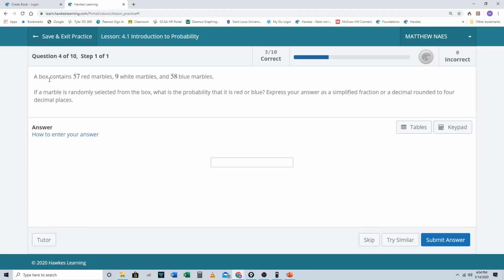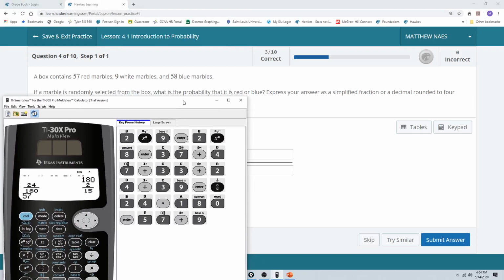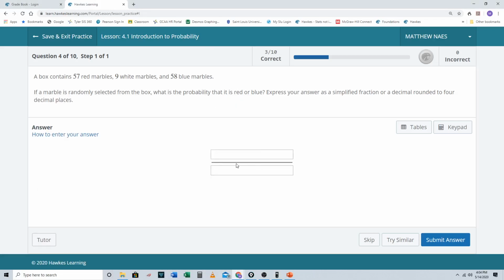All right, so a box contains 57 red marbles, 9 white marbles, 58 blue marbles. So if we add all this up, we're going to need a total anyway. I'm just going to put that in my calculator. 57 plus 9 plus 58, 124. So 124 is my denominator. A marble is randomly selected, what's the probability it is red or blue? Now, red or blue means either one is okay, or just means you add them together.